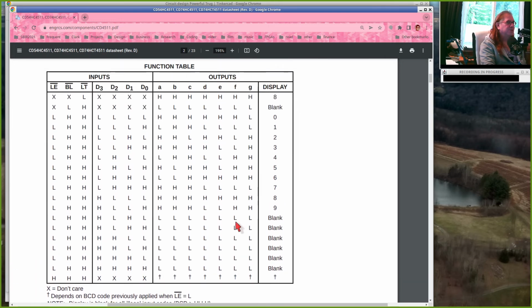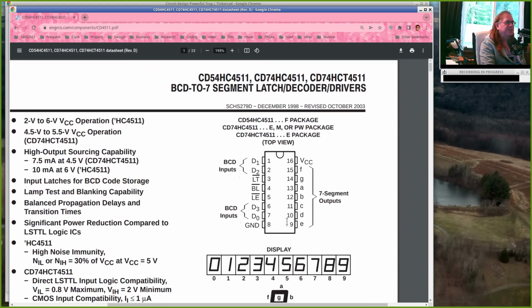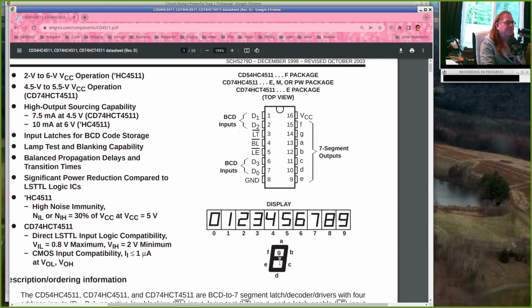And so here's your truth table, right? And if your inputs are, for example, all zeros, then every segment is lit up except segment G. Segment G is the one in the middle. So if your inputs are all zeros, all of these 6 segments on the outside will light up. The middle one will be off. It looks like the digit 0.